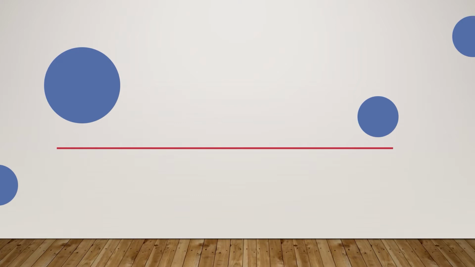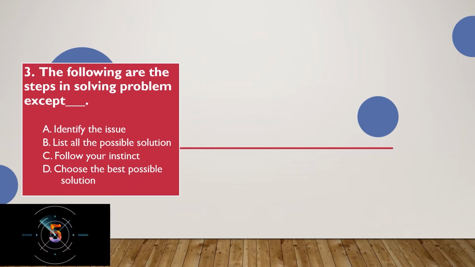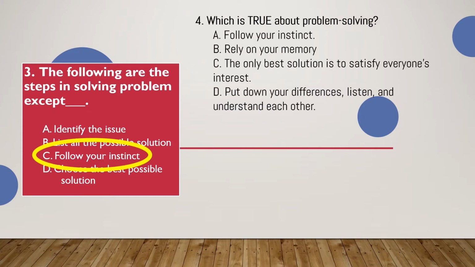Question number 3. The following are the steps in solving problem except A, identify the issue, B, list all the possible solutions, C, follow your instinct, D, choose the best possible solution. Okay, the answer is letter C.